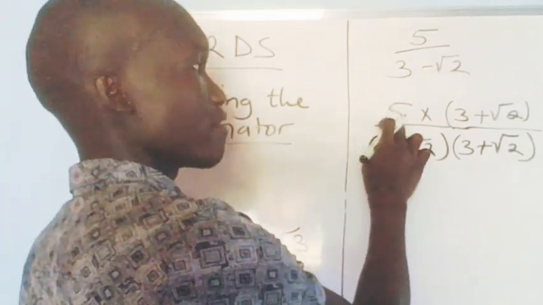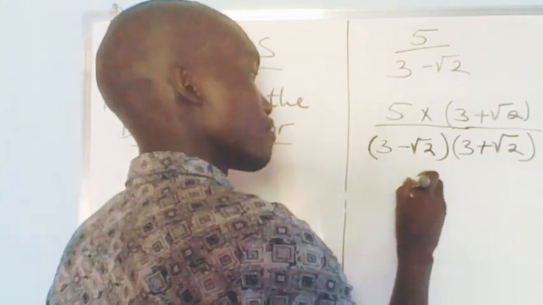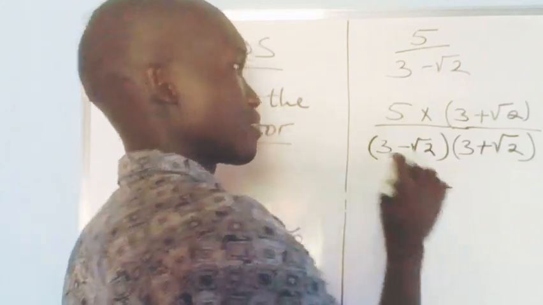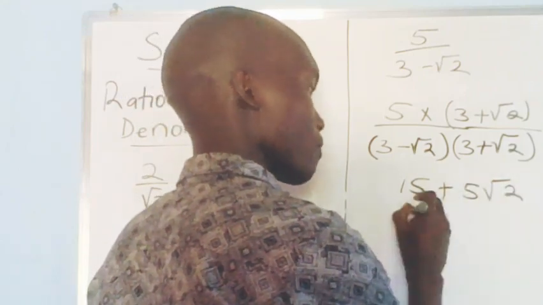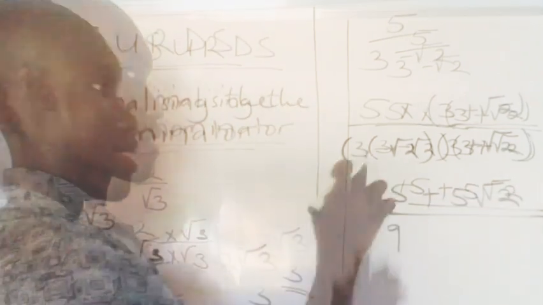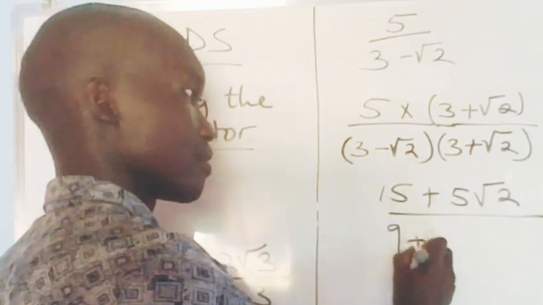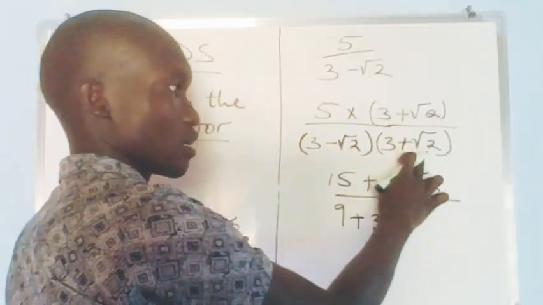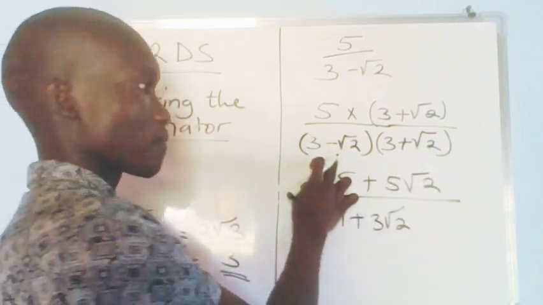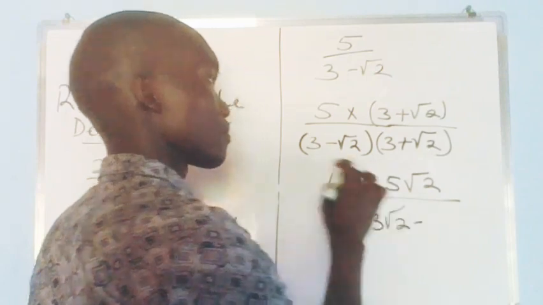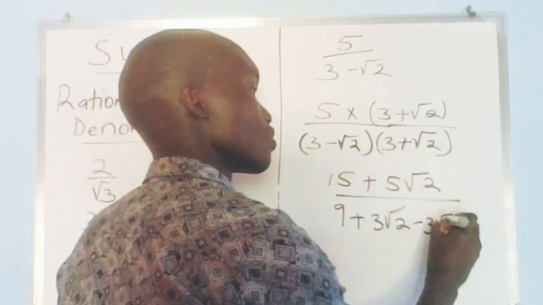So that we are going to multiply out now. 5 times 3, that will be 15. Plus 5 times root 2, that will be 5 root 2. The whole of this under 3 times 3, that will be 9. Plus 3 times root 2 will be 3 root 2. We come to the second number. Minus root 2 times 3 will give us 3 root 2.